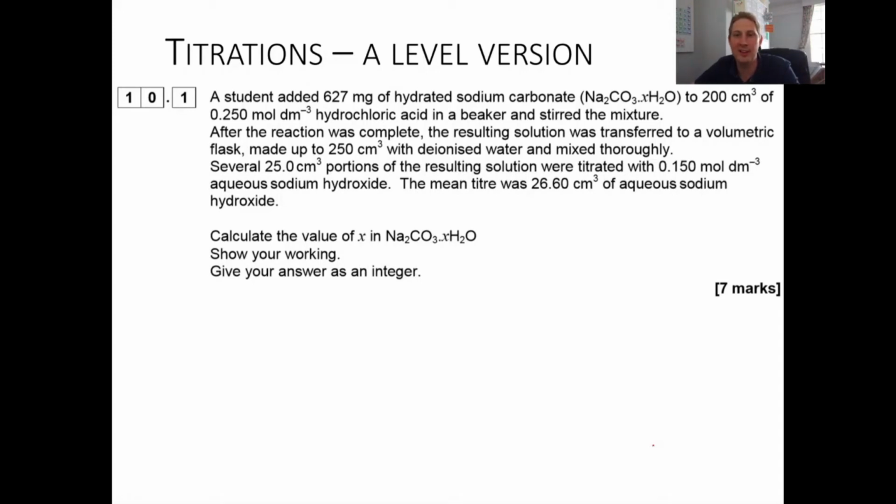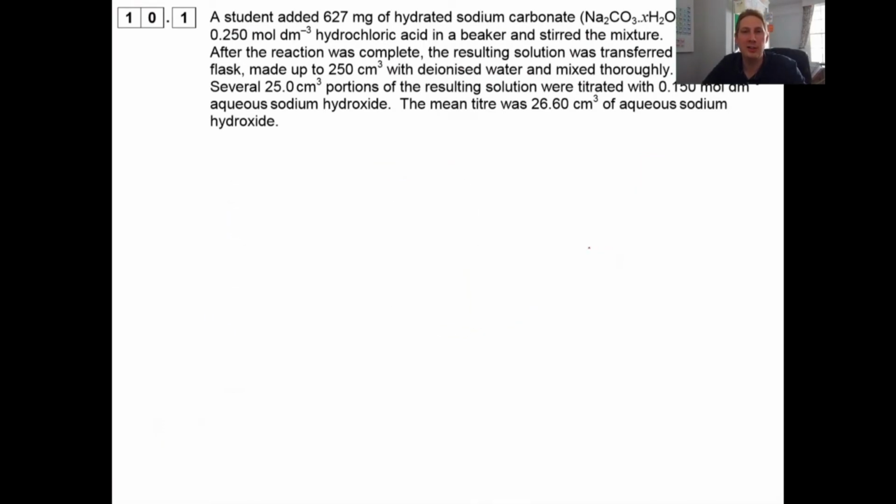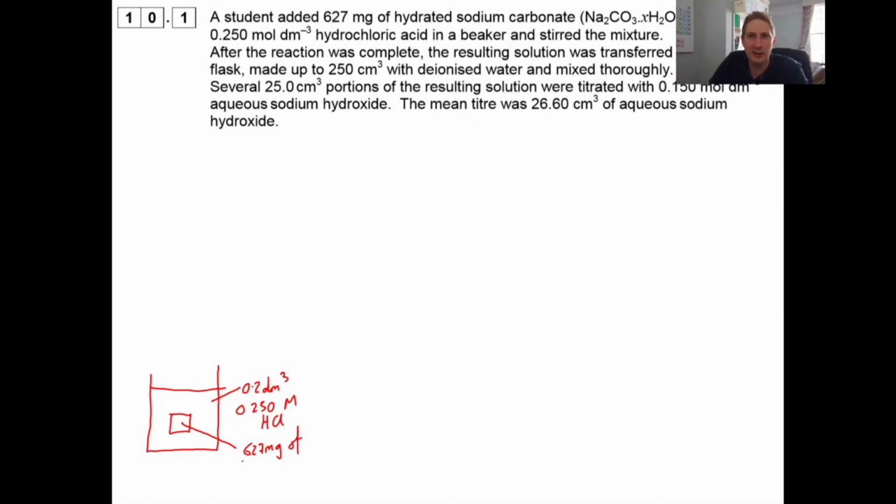Okay, let's have a look at this. The way to tackle a question like this is to draw it out. And we start off with a beaker. And that beaker contains 200 centimeters cubed, 0.2 decimeters cubed, of 0.250 molar HCl. And into that, we've put 627 milligrams of hydrated sodium carbonate, Na2CO3.xH2O.